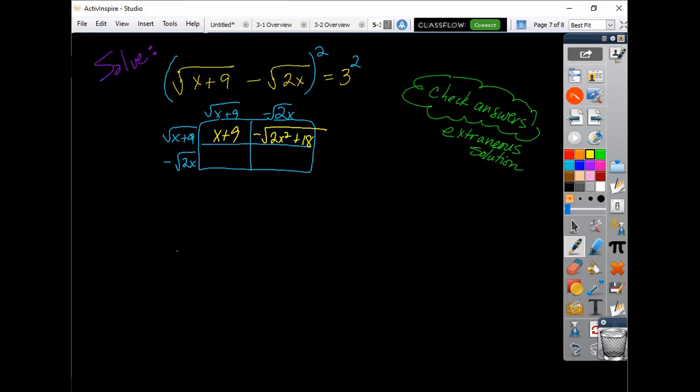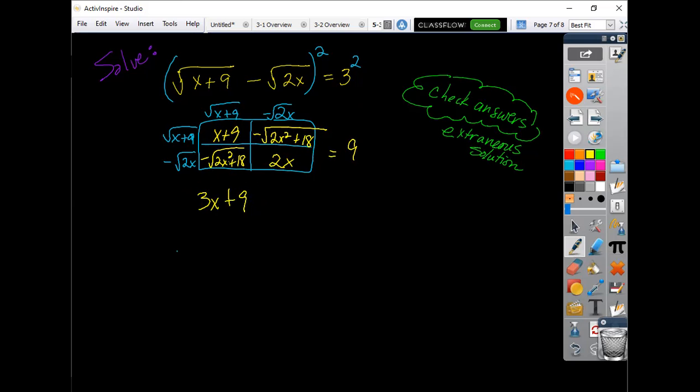And then down here, I've got the exact same thing. So if I did that carefully, this square root of x plus 9 times negative 2x is the same as the square root of x plus 9 times negative 2x multiplied. And then a negative times a negative here would be positive. Square root of 2x times square root of 2x would just be a 2x. And then on the right side over there, that's going to be a 9. So combining everything in here, I've got x plus 9 and 2x. That would be x plus 2x is 3x plus that 9.